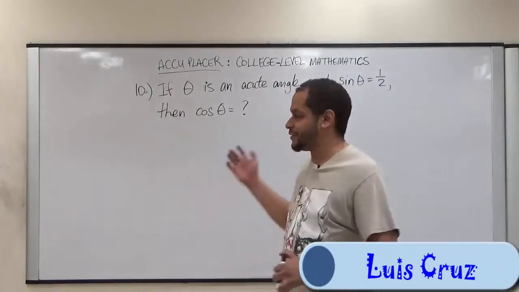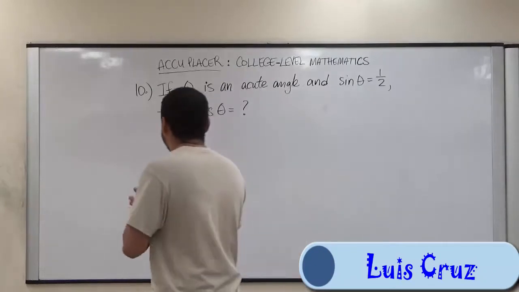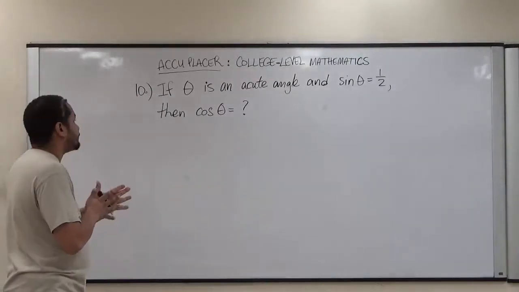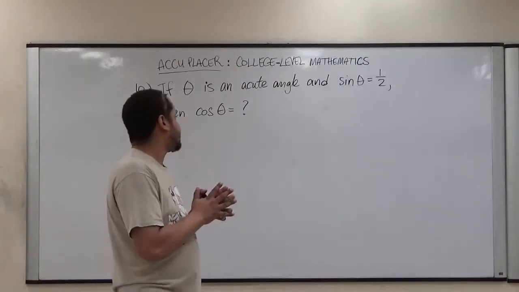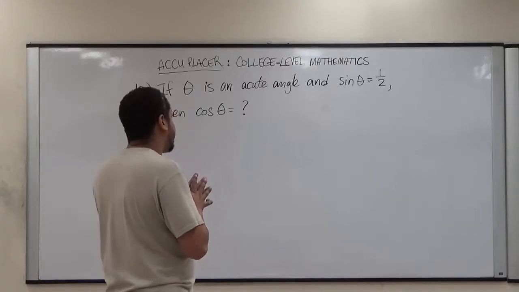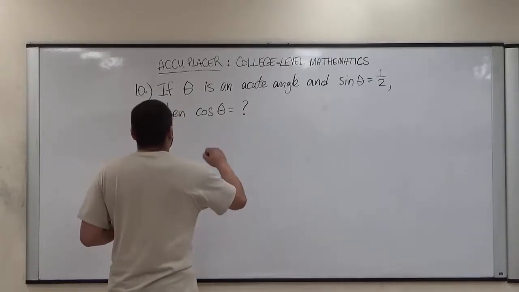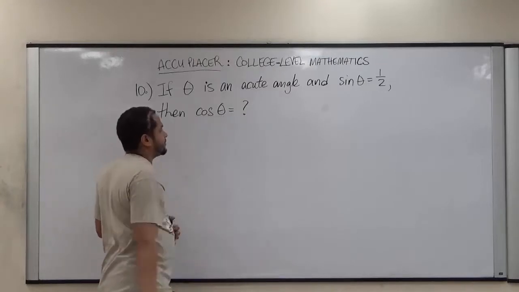In this problem, we're going to be doing the Accuplacer College Level Mathematics exam, problem number 10. Now it says here, if theta is an acute angle, and sine of theta is 1/2, then what is the cosine of theta?